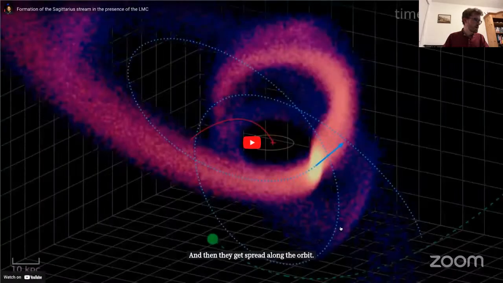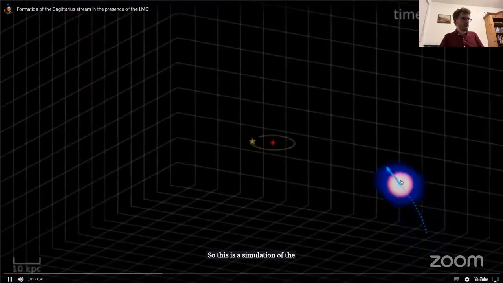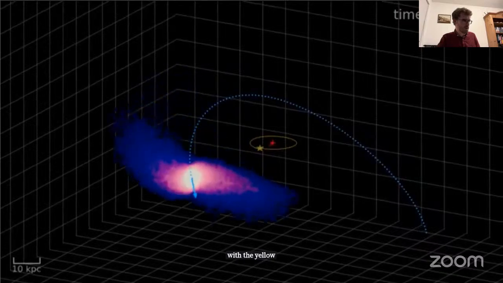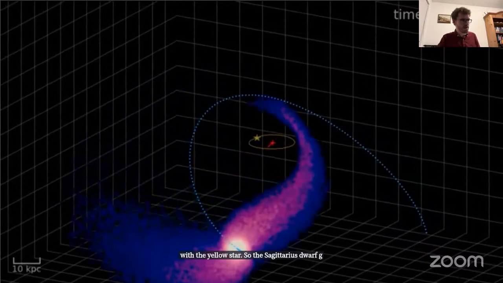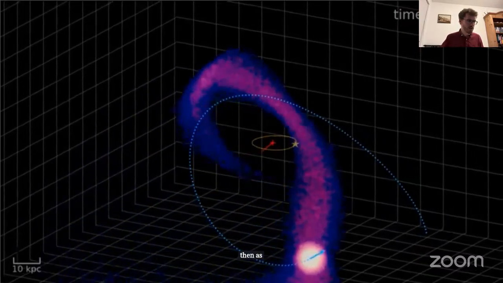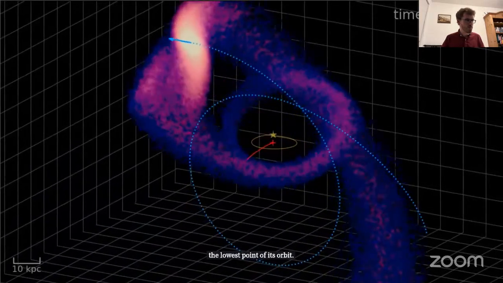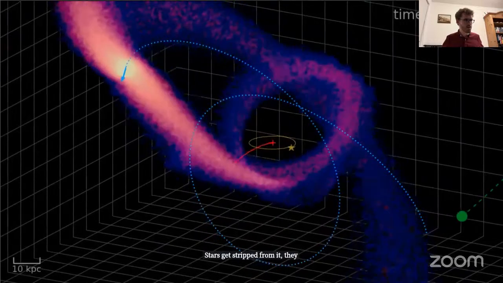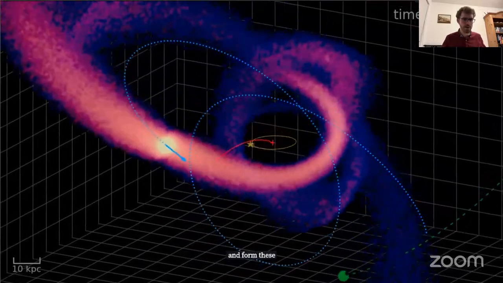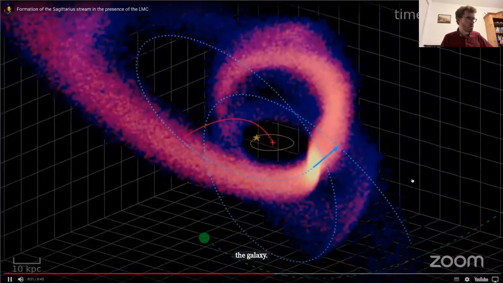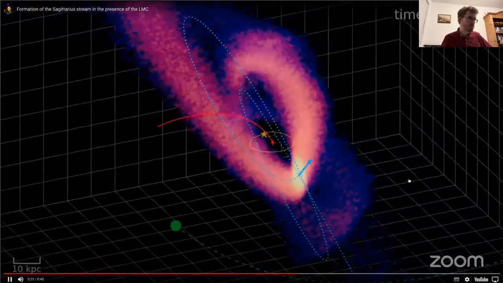So this is a simulation of the Sagittarius stream. The sun is shown with the yellow star. The Sagittarius dwarf galaxy comes in, then as it passes close to the lowest point of its orbit, stars get stripped from it. They extend out and form these coils around the galaxy. And there are multiple wraps of this.